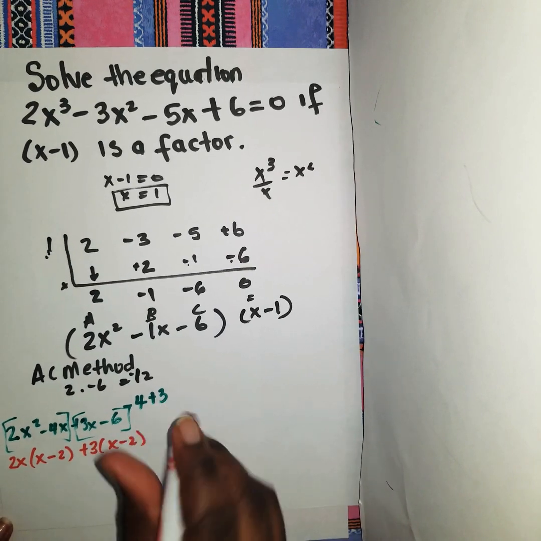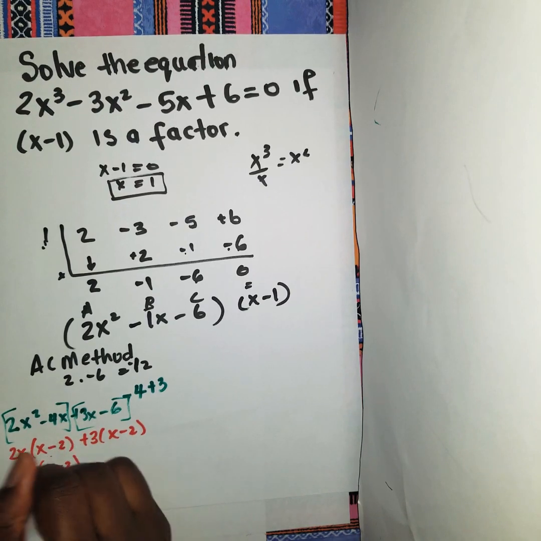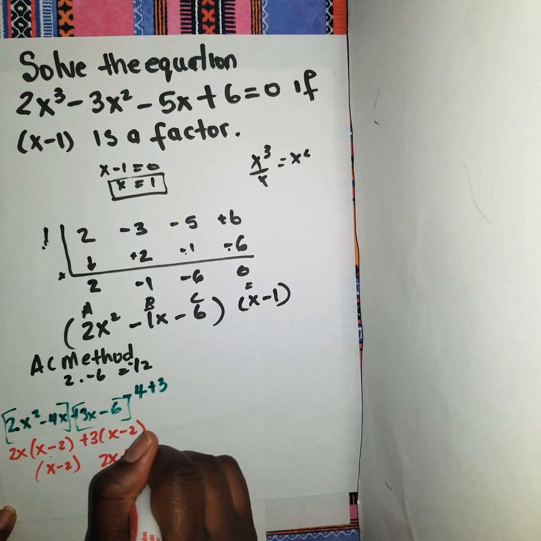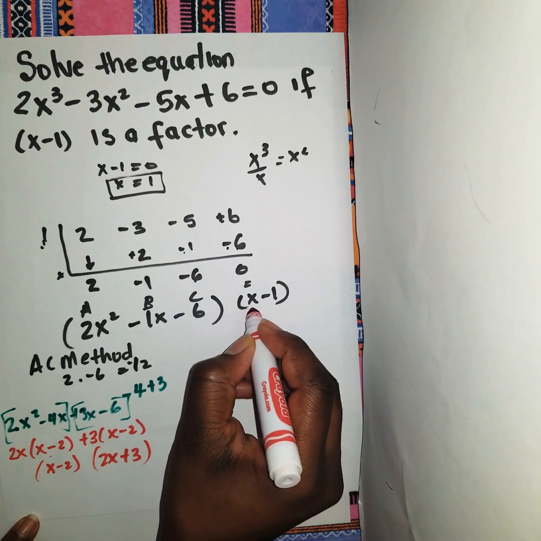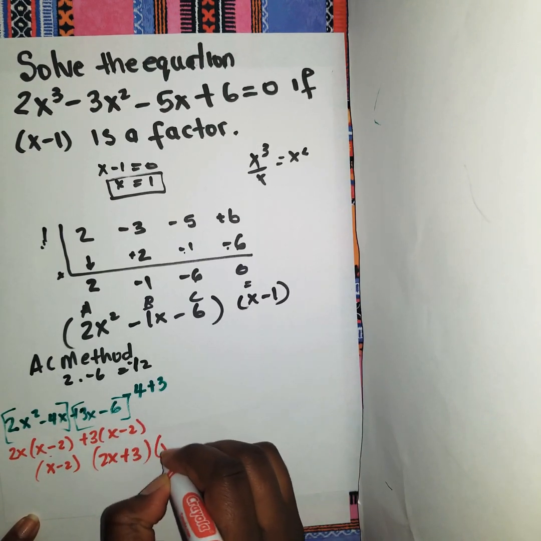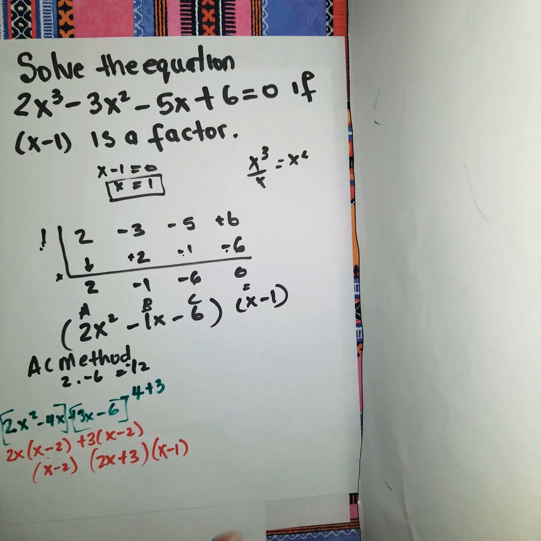So let's simplify here by factorizing. What's common between these two? X minus 2 is common. We're left with 2x plus 3. And so we found the two factors right here. So the two factors are x minus 2 and 2x plus 3. But remember, the x minus 1 should be with it. So these are all the factors of the expression given above.